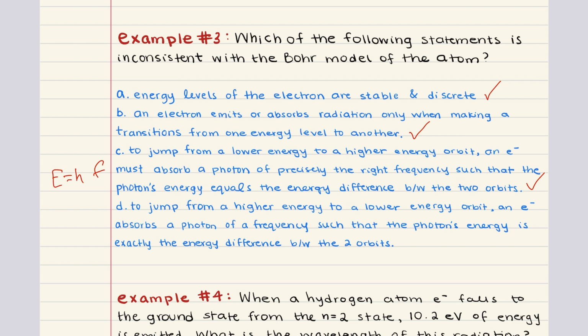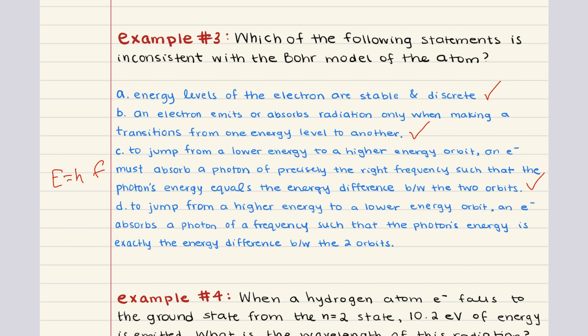D says to jump from a higher energy to a lower energy orbit, an electron absorbs a photon of a frequency such that the photon's energy is exactly the energy difference between the two orbits. Now, this is inconsistent with the Bohr model. Electrons moving from a higher energy to a lower energy level do not absorb photons. Instead, they emit photons. The energy of the emitted photon corresponds to the energy difference between the two levels. Absorption, please remember, only occurs when electrons move to a higher energy level.